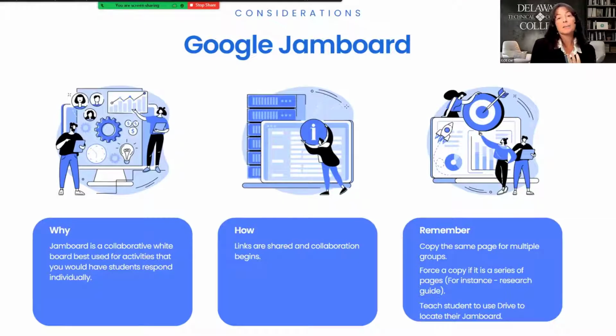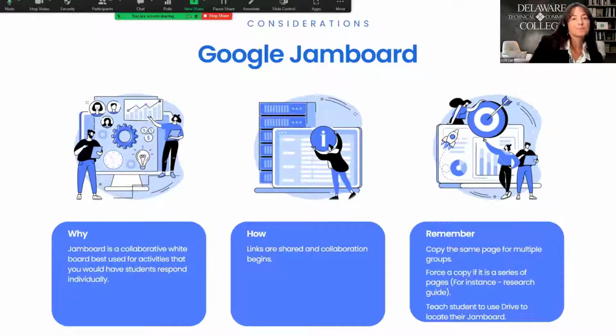And again, it's similar to a Google Doc. You're just sharing that link so that people can access it. Some of the things to remember is that if you have multiple people accessing it, you have to kind of decide how you want to set it up. And I'll show you that example of what I mean. You can force a copy so that if you have a research guide, for instance, students can each do their own, or small groups could each do their own. And then again, you still need to help students figure out, how do I find this page again? So really giving them some of those ideas.